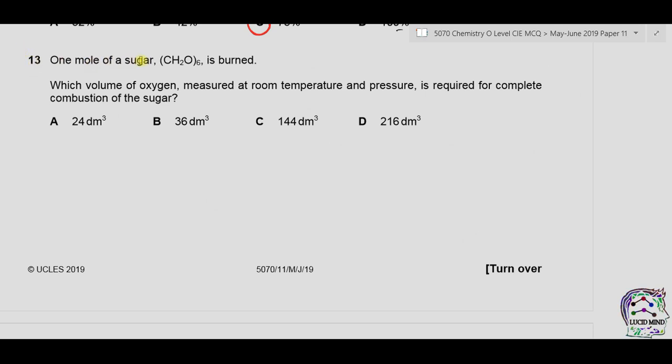Question 13. 1 mole of sugar, which is C6H12O6, is burned. Which volume of oxygen measured at room temperature and pressure is required for complete combustion of sugar? The formula of sugar is given, so we can open this formula. We have 6 carbon atoms, 12 hydrogen atoms, and 6 oxygen atoms.